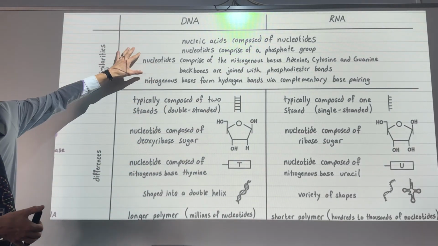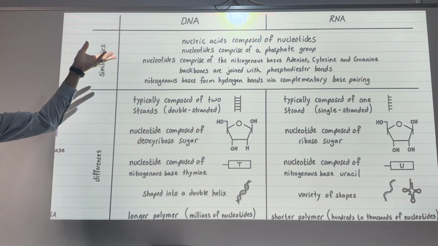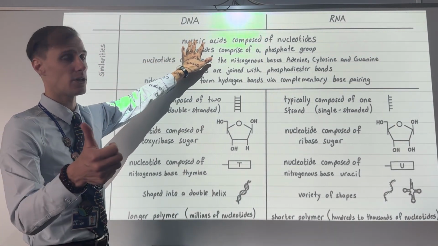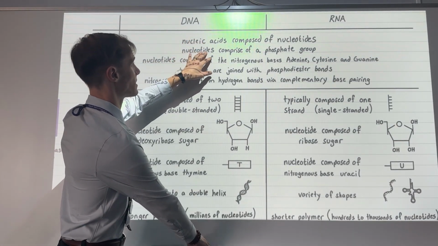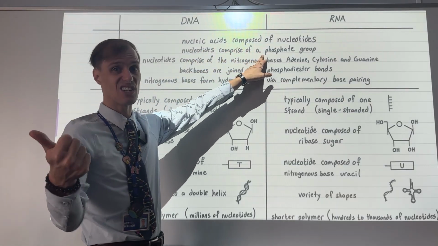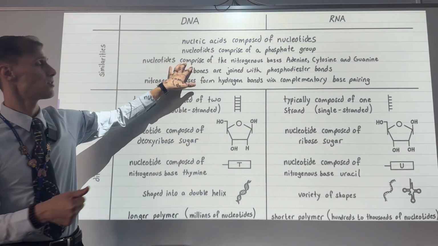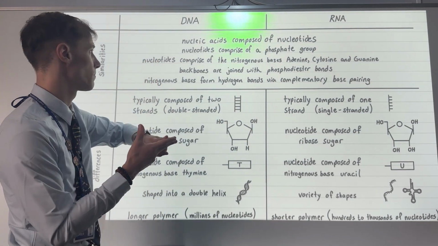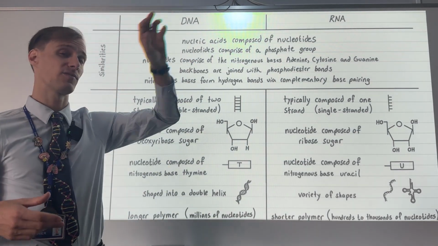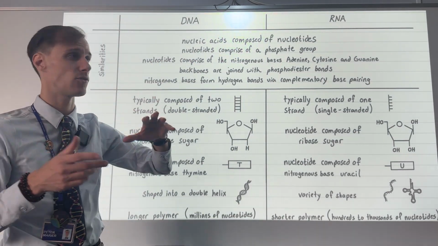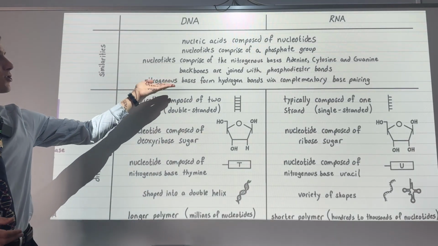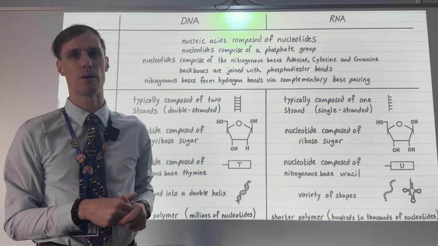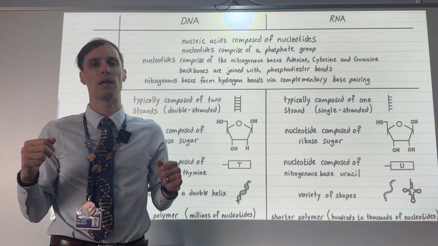Here I've outlined a number of similarities. Both DNA and RNA are nucleic acids composed of nucleotides. The nucleotides comprise a phosphate group, which is exactly the same. The nucleotides comprise the nitrogenous base adenine, cytosine, and guanine. The backbones, or the phosphate sugar backbone, are joined by phosphodiester bonds. And the nitrogenous bases can actually form hydrogen bonds via complementary base pairing. So quite a lot in common, actually.